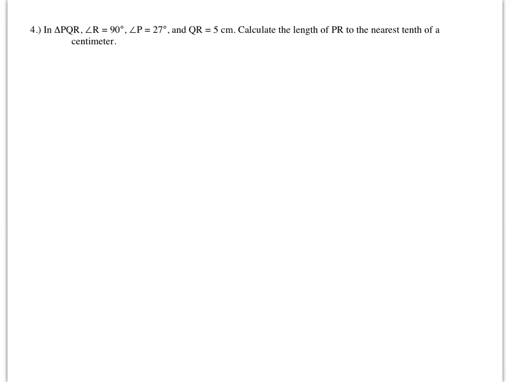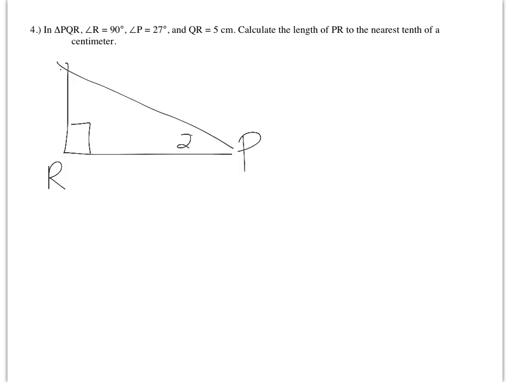Okay, in our next question, we don't have a drawing. We're going to have to draw it based on what they've told us, and it says triangle PQR, angle R is 90 degrees. Let's go ahead and draw a right triangle and label it so that angle R is 90 degrees and angle P is 27 degrees. And we also know that QR is 5 centimeters. And they want us to find the length of PR.